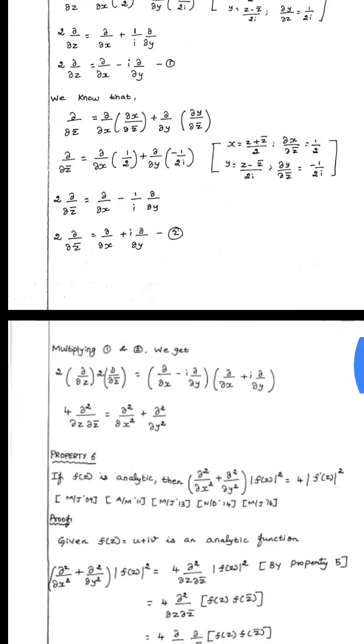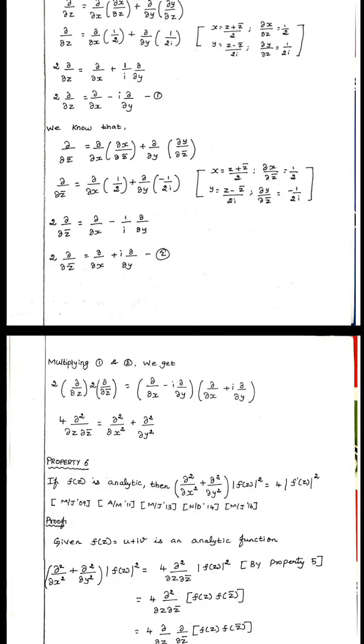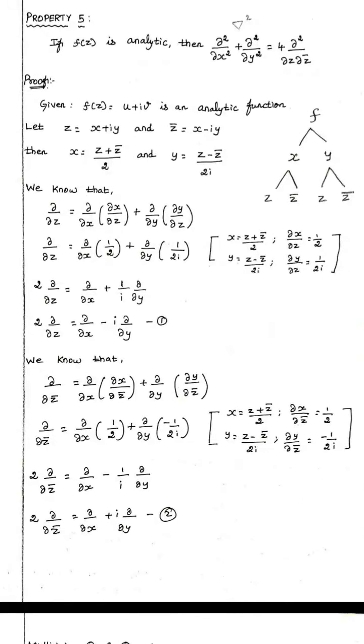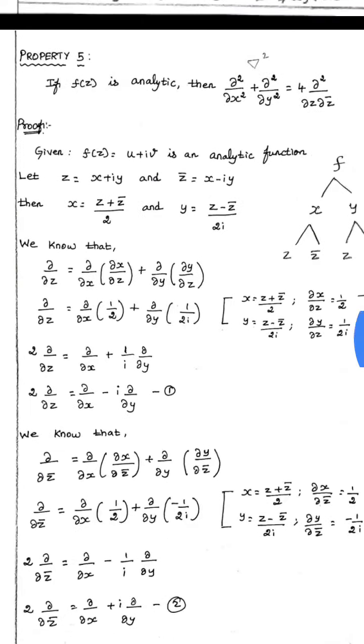This property number 5 is very important, because for all the coming properties they'll ask you in 8 marks. Before going directly to that one, you have to prove this property. For that you should memorize this property number 5 statement. I'll again read out the property number 5.